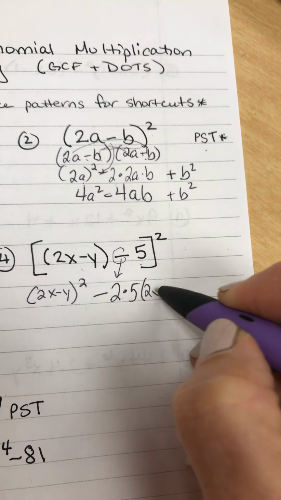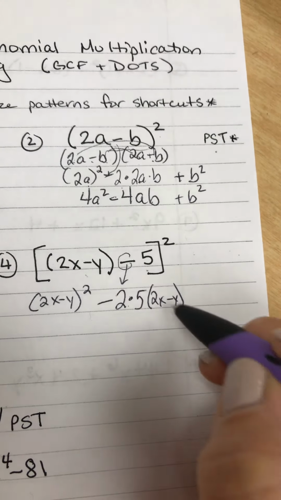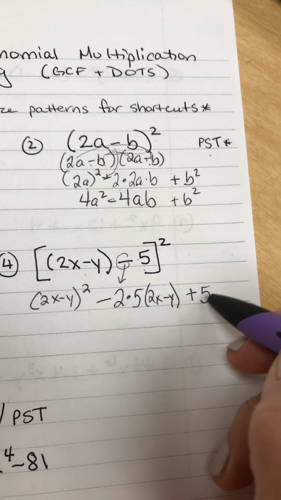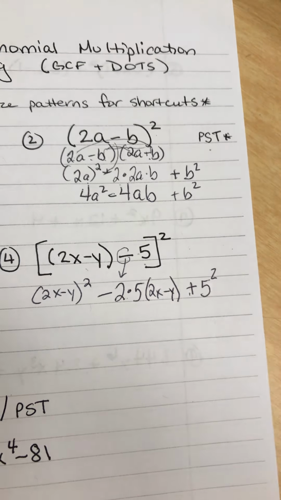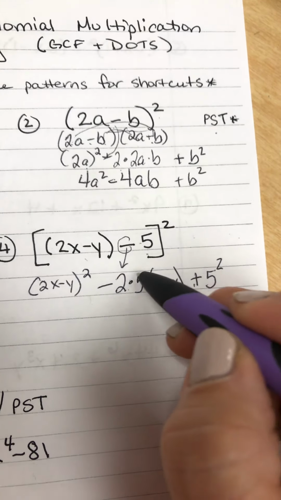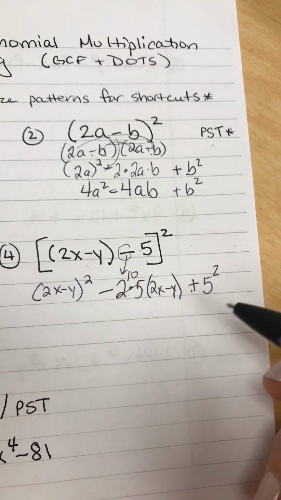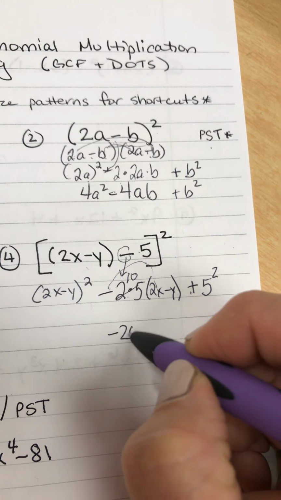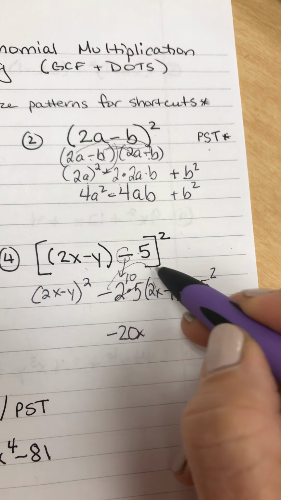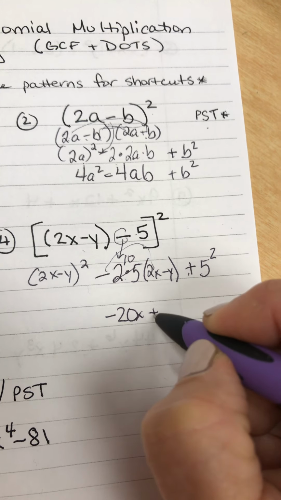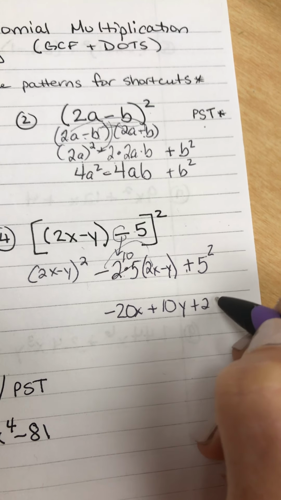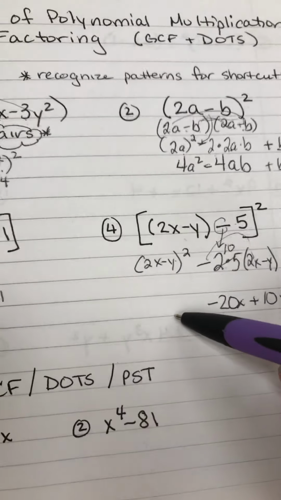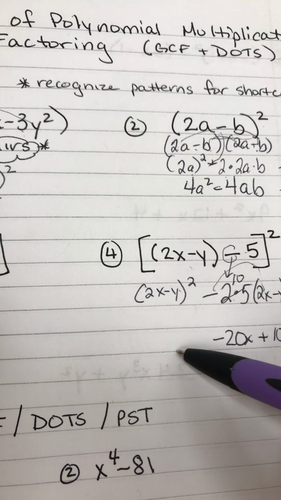So I really have 5 times 2x minus y's. And then lastly, I have the -5 times -5, or -5 squared. Negative times negative is always positive. So this cancels to 10. So I have -10 times 2x is a -20x, and a -10 times -y is a +10y plus the 25. And now this needs to get squared and brought down. So this is giving you that shortcut.